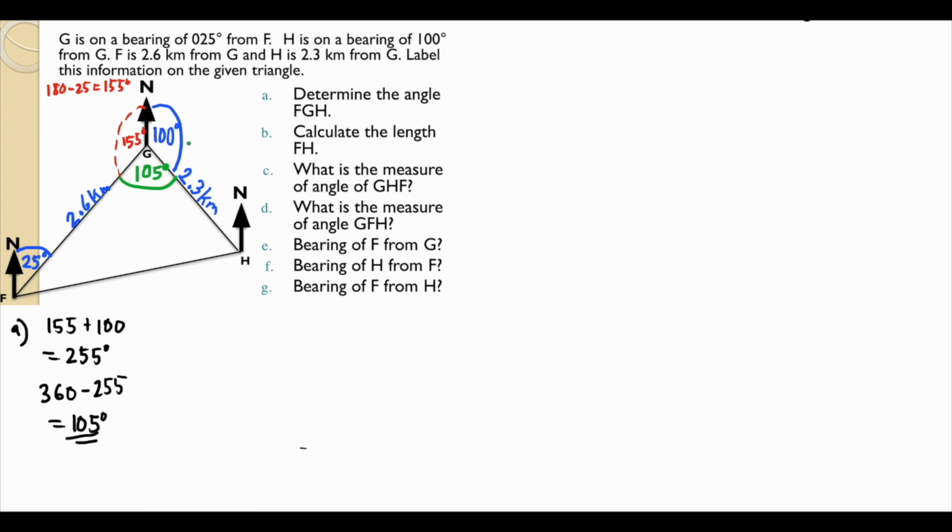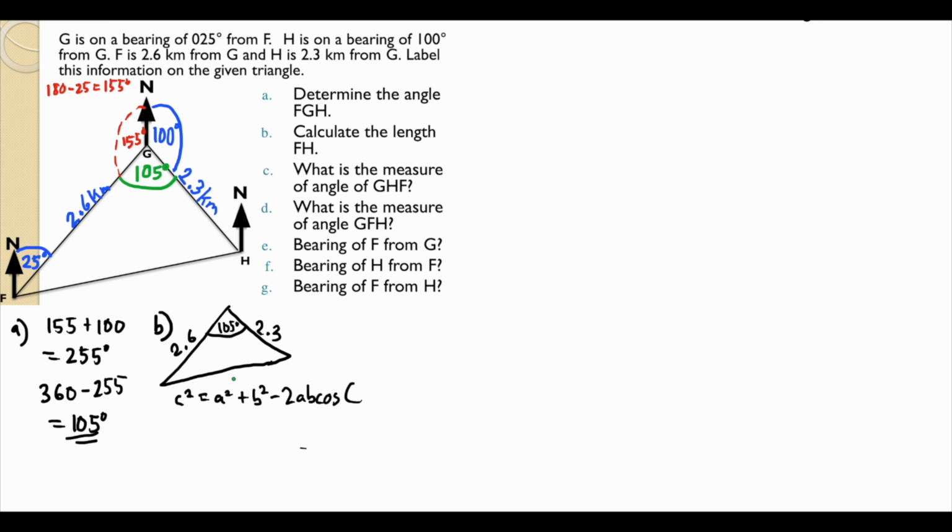So now we need to calculate the length of F to H. How can we calculate the length F to H? Cosine rule. Because remember, we have this triangle here. So here is 105, here is 2.3, and here is 2.6. Okay, so we're going to say that c squared is equal to a squared plus b squared minus 2ab cosine C.